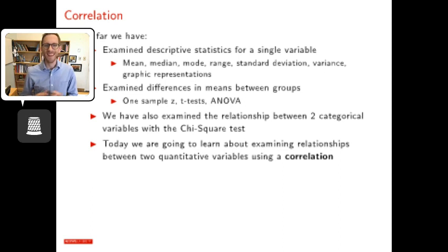We then decided to examine differences between groups. And so we had different tests that we looked at. We had the one sample Z test, we had the T tests, and there were 3 of them: the one sample t-test, the dependent samples t-test, and the independent samples t-test. And then ANOVA was the 4th test. We looked at that last lecture, so that was difference between more than 2 groups.